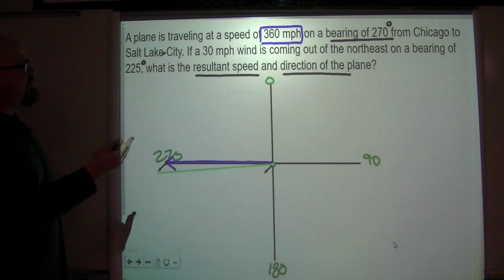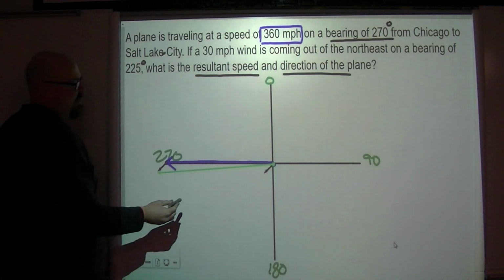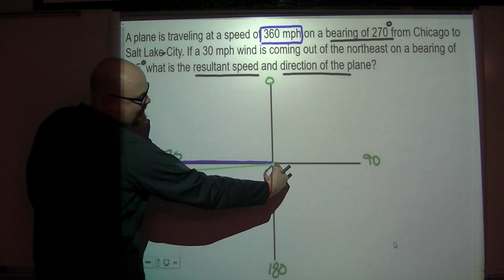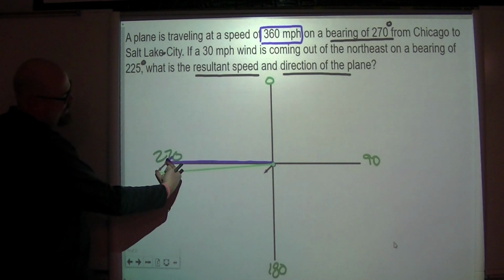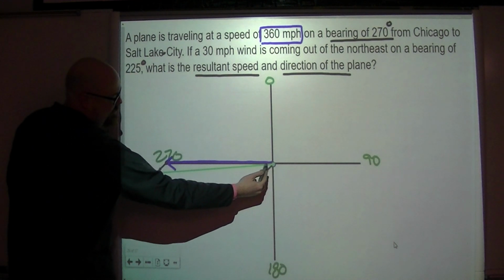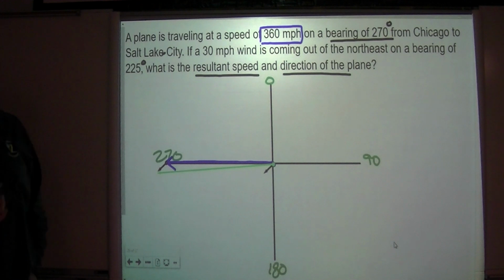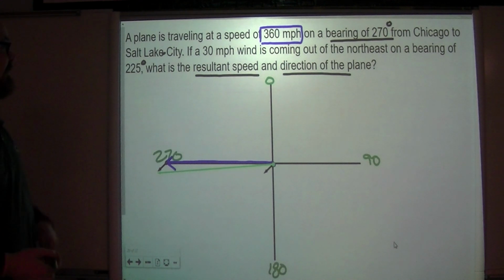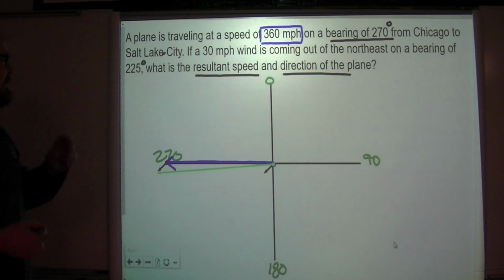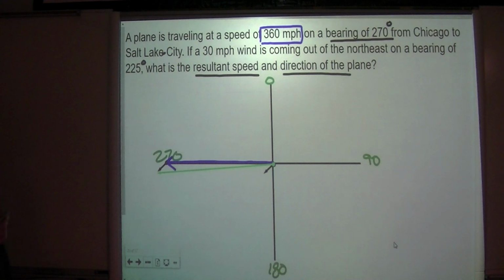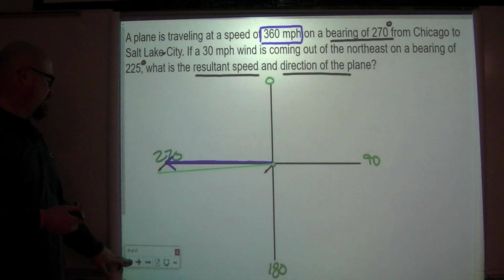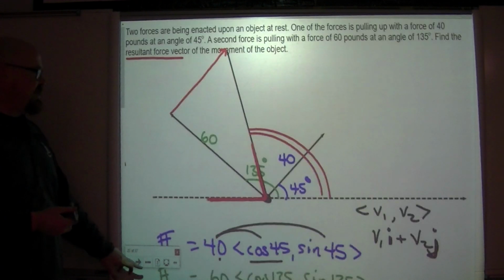Now, the resultant speed and direction of the plane occurs by taking this vector here and adding it to the end of this vector, showing you the green vector. That's the resultant velocity vector for this plane. Okay? Now, in order to do this numerically or mathematically, we're going to do this problem similar to a resultant force problem that we did here.